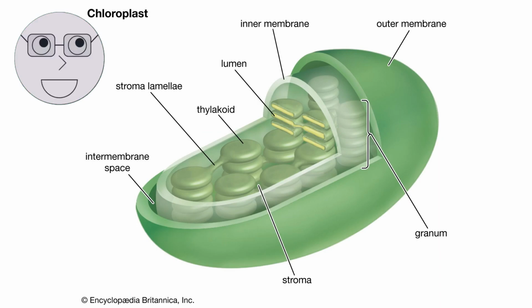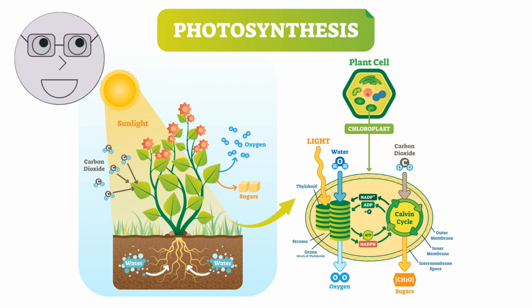Photosynthesis occurs in the chloroplast of plant cells, where pigments such as chlorophyll absorb light energy and convert it into chemical energy. This energy is used to power the synthesis of organic molecules from carbon dioxide and water. An animation appears on screen, showing the process of photosynthesis in a plant cell.